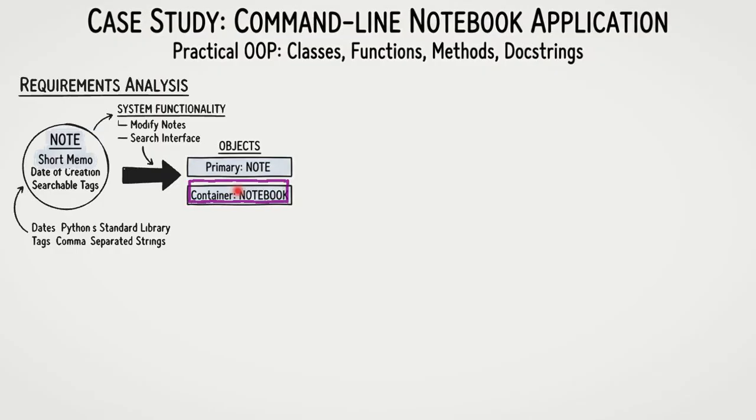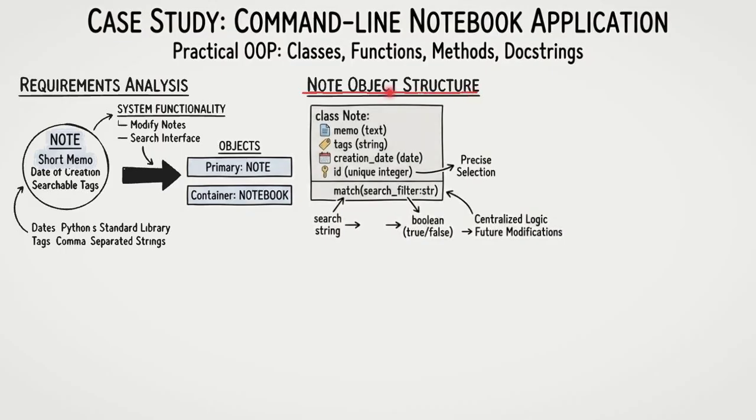While tags and dates could theoretically be distinct objects themselves, for simplicity we'll use the Python standard library for dates and simple comma-separated strings for tags. Let's look closer at the note object structure. It contains specific attributes: a memo, tags, a creation date, and a unique integer ID. That ID ensures each note can be precisely selected within a menu.